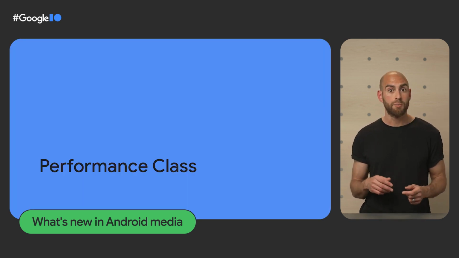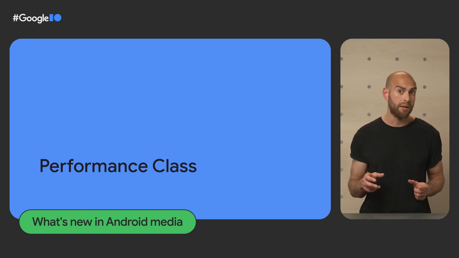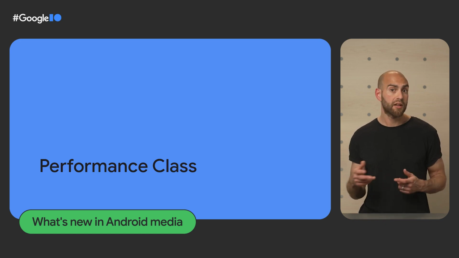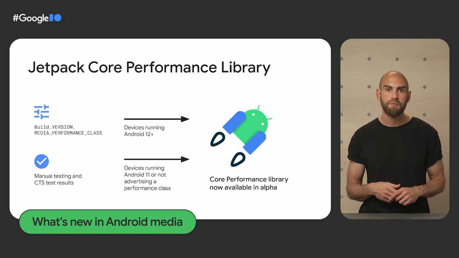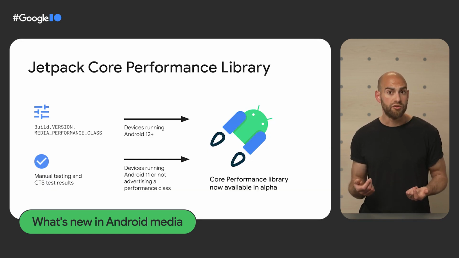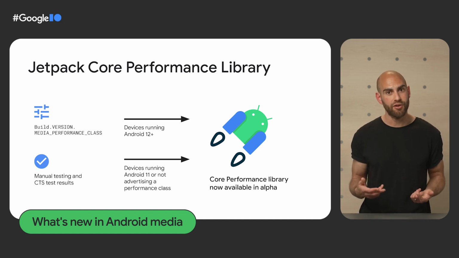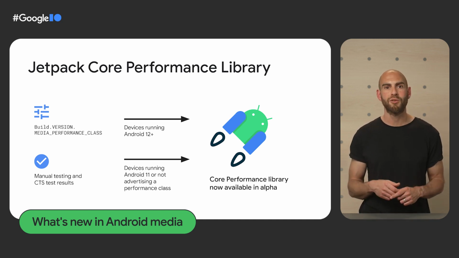Android 12 introduced Performance Class, enabling you to query a device's capabilities to tailor media features accordingly. Android 13 adds Performance Class 13, reflecting new memory, media, and camera capabilities. We've recently released a new Jetpack Core Performance library to extend performance class support back to Android 11 based on device certification test results or additional manual testing done by Google. Check out what's new in Android Media for more.